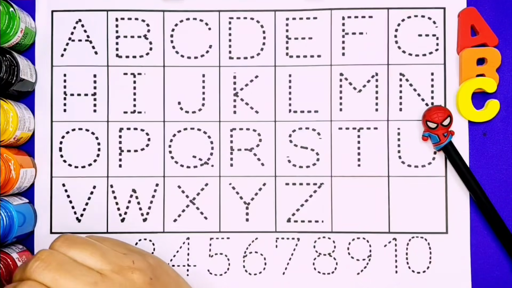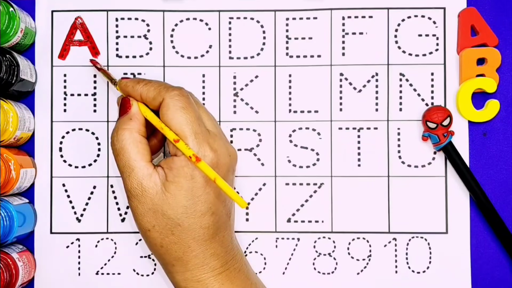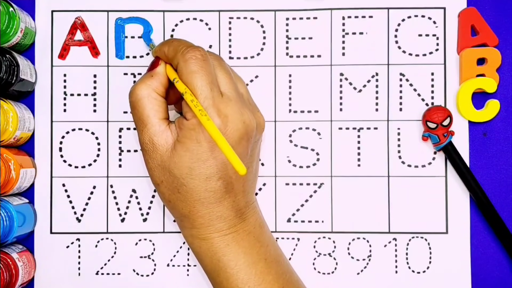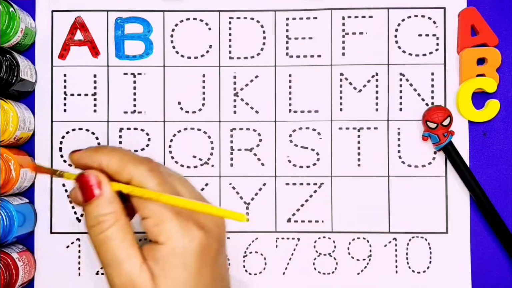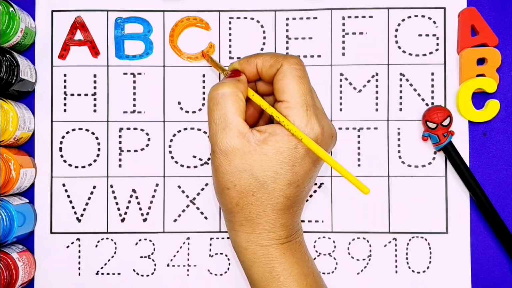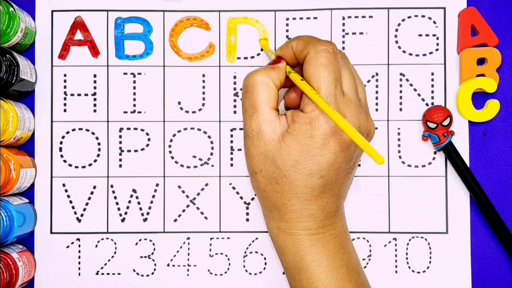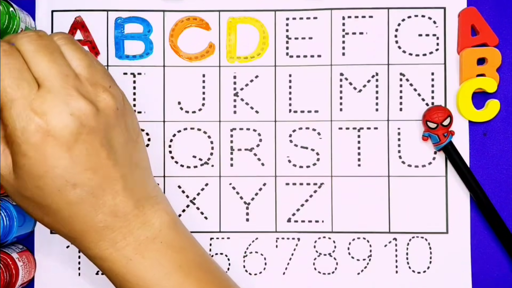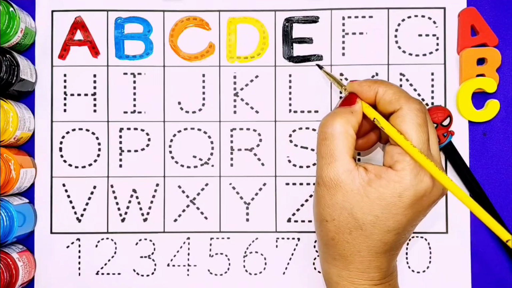Let's paint. Red color, A for alligator, sky blue color, B for butterfly, orange color, C for candle, yellow color, D for doctor, black color, E for earth.